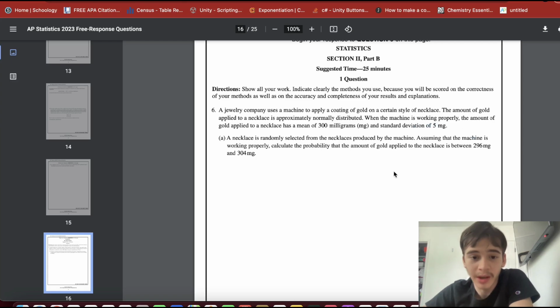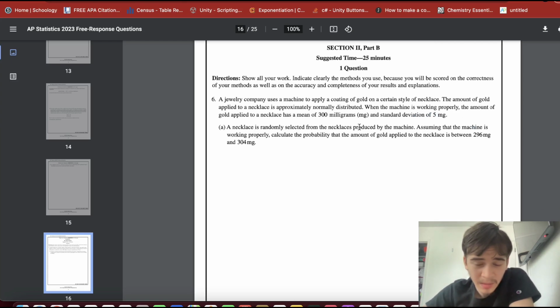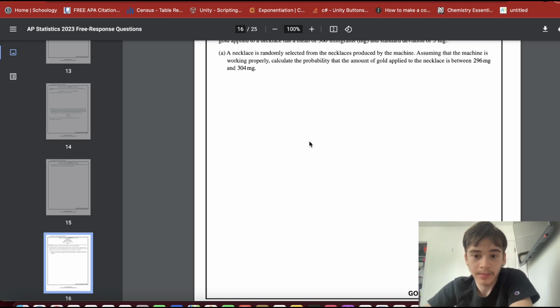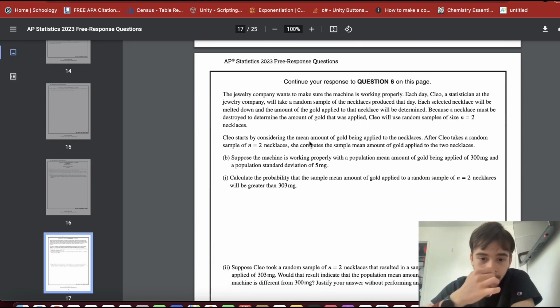It's a bunch of normal CDF stuff. Random selection, assuming the machine is working properly, calculate the probability that the gold applied is between those values. Easy. Minimum 296, maximum 304, mean that number, standard deviation that number, and you got your answer, whatever it spits out on the calculator.